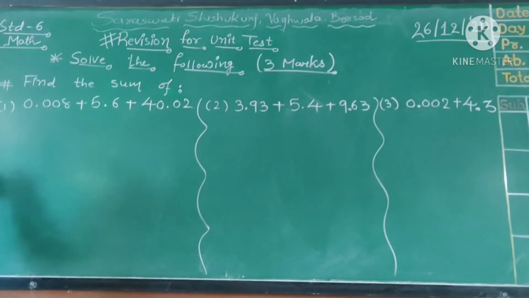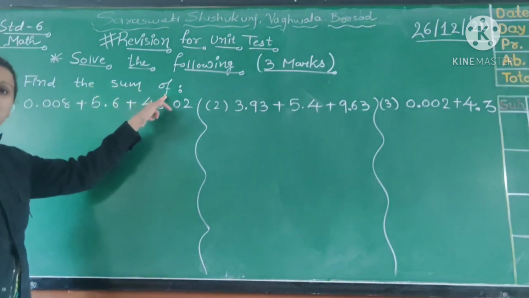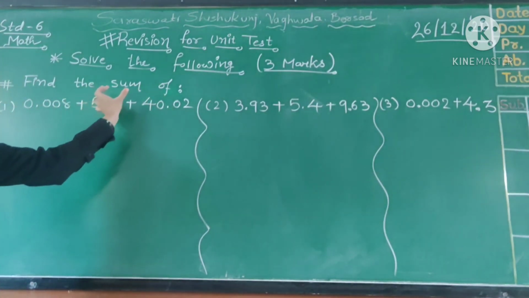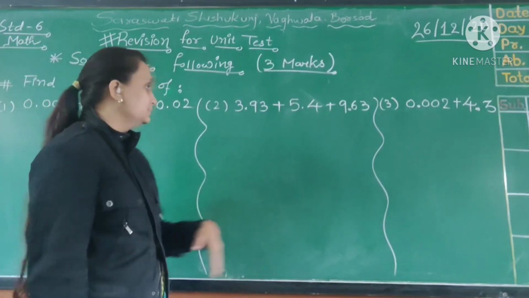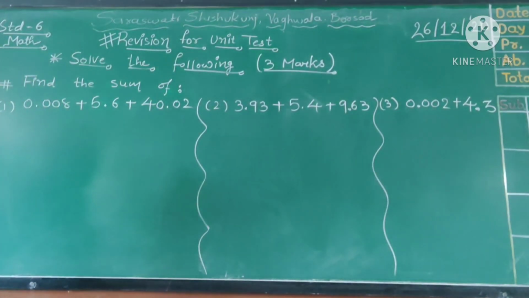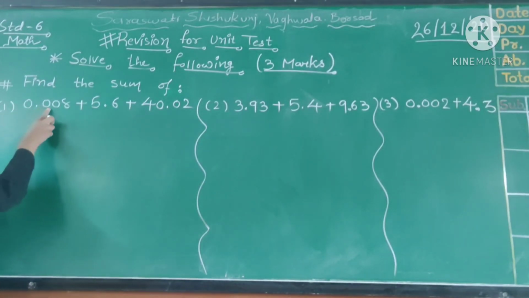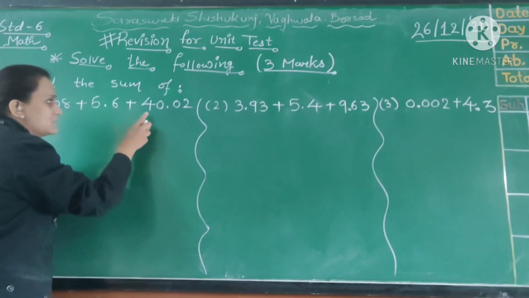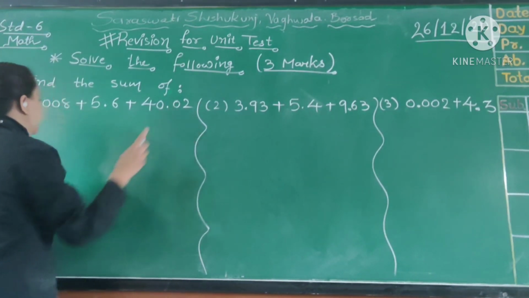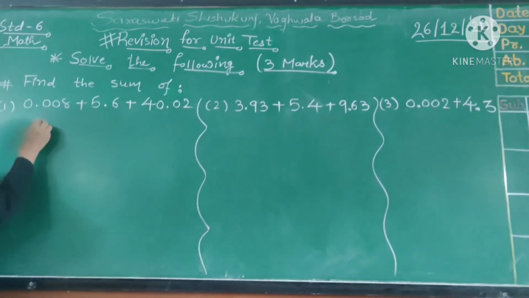So here the first question is: find the sum of the given different decimal numbers, which means addition. The first question is 0.008 plus 5.6 plus 40.02. So let us start the addition.